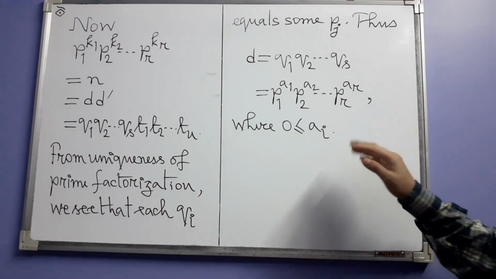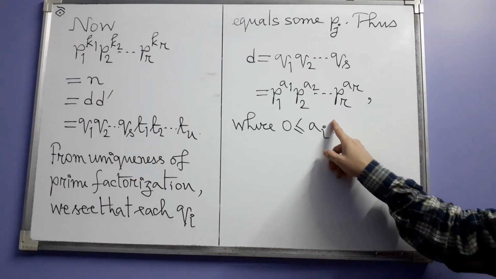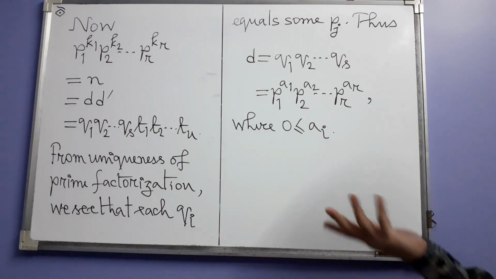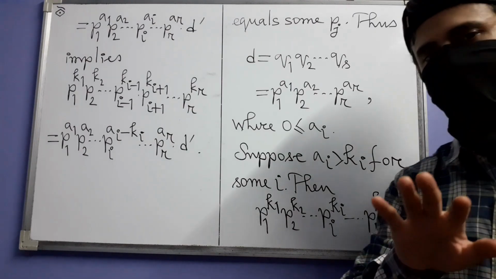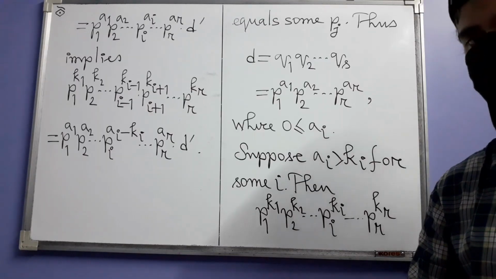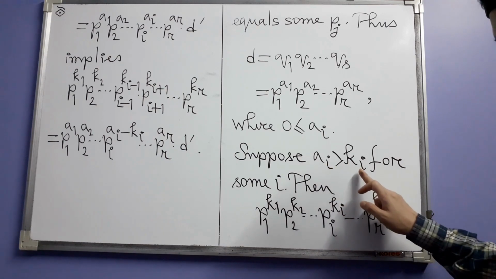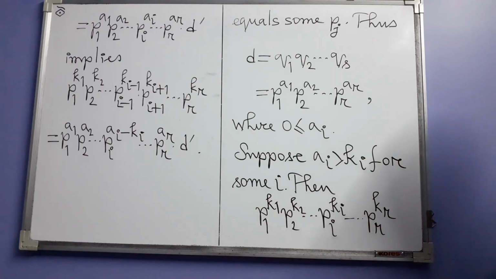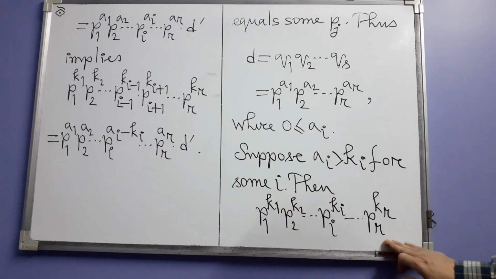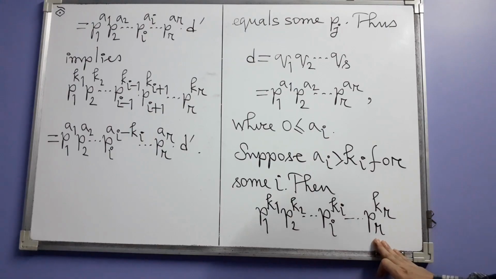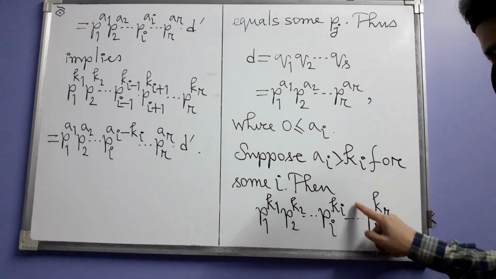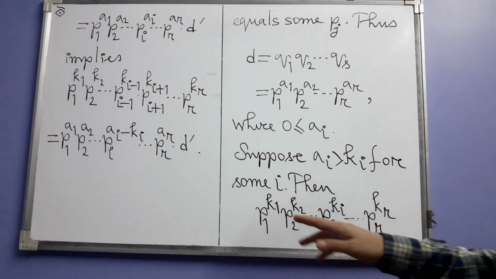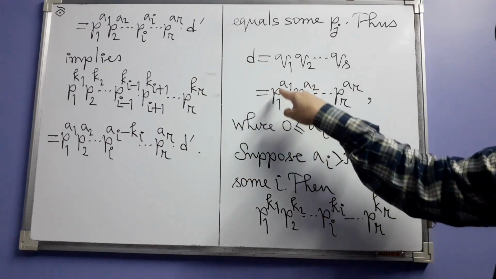However, still something else is needed. We do not simply want ai's to be non-negative integers, but we want them to be less than or equal to ki as well. How can we argue for that? Suppose that there is an index i for which ai is not less than or equal to ki. Say ai is greater than ki for some i. Then what will be the consequence? Let us again go back to that equation. This is our n, the original factorization, in which we have that power of pi which has that exponent ki. That is one side, and the other side of course is d times d prime, where d is this expression.